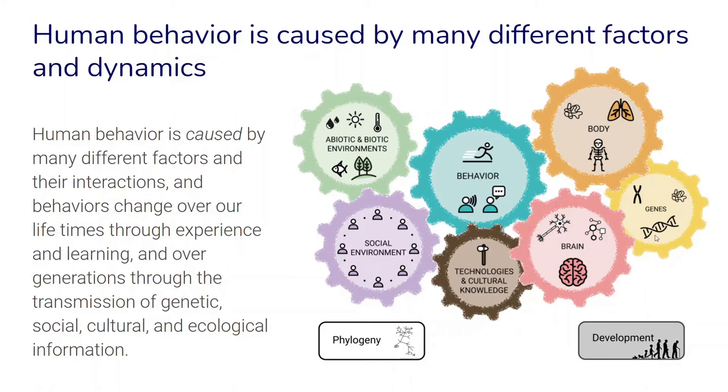These range from genes, but not just genes, also the human body, what's going on in the brain, what kind of technologies, cultural knowledge, and social environment individuals live in that influence how they think and behave, and how the abiotic and biotic environment influence behavior, and in turn, how behavior influences all these things as well. We're dealing with a lot of interactions too.